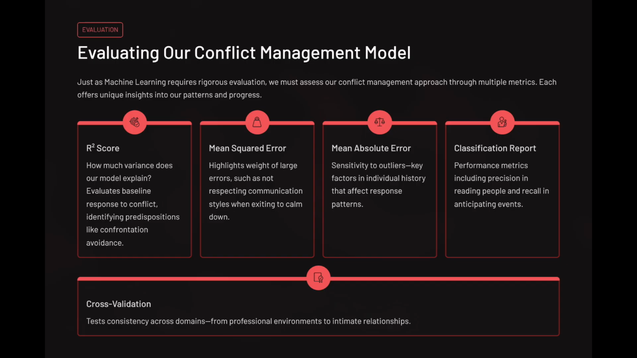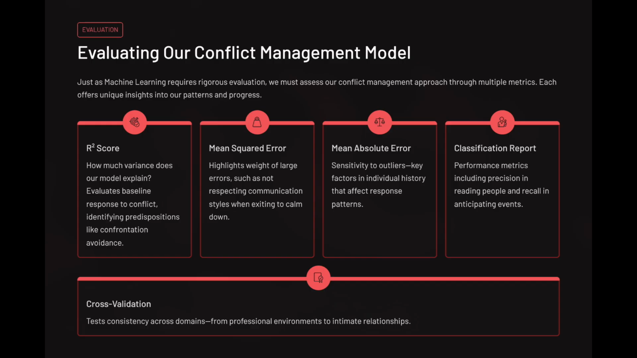Now let's evaluate our model. R squared: how much variance does our model explain? In life, R squared is especially useful for evaluating our baseline response to conflict, allowing us to identify a predisposition towards confrontation avoidance, for example. MSE highlights the weight of large errors, such as not respecting the other person's communication style when exiting the room to calm down. MAE points out sensitivity to outliers, such as the key factors in that person's individual history.